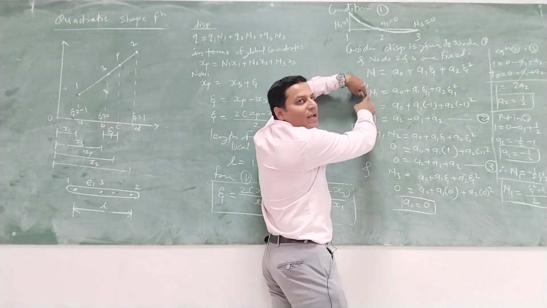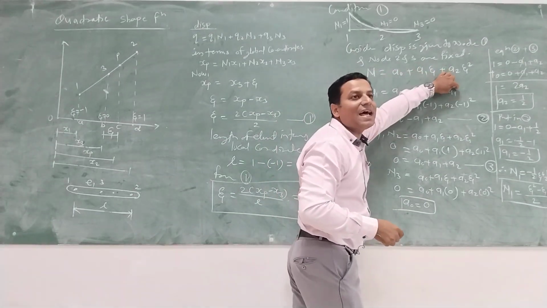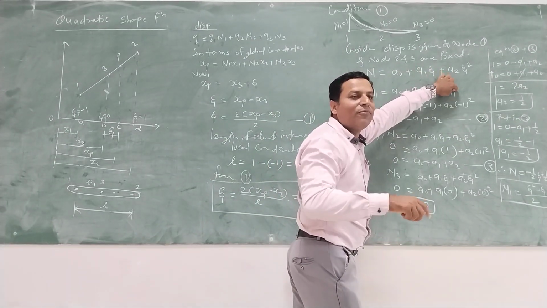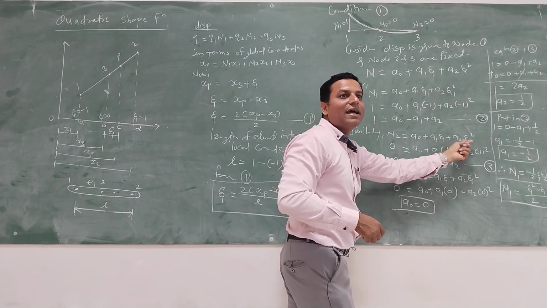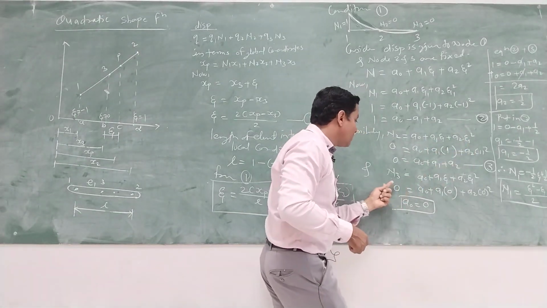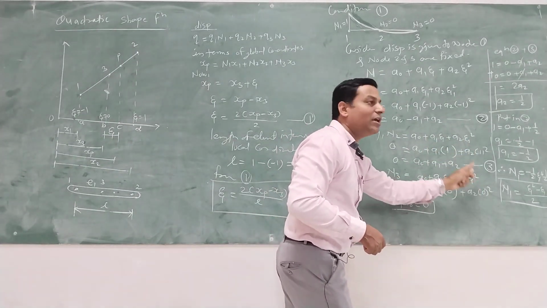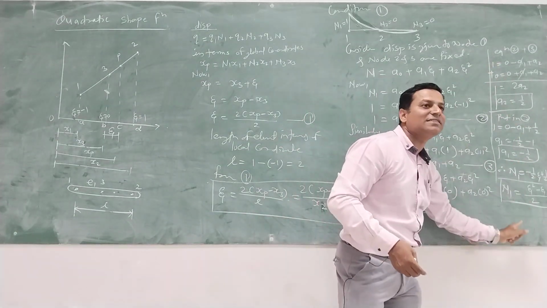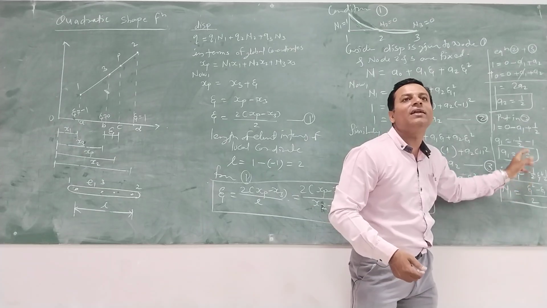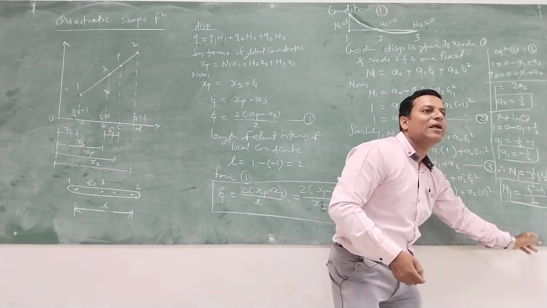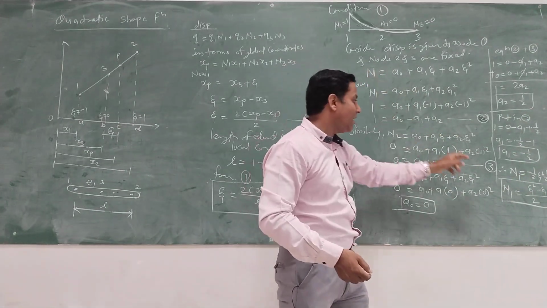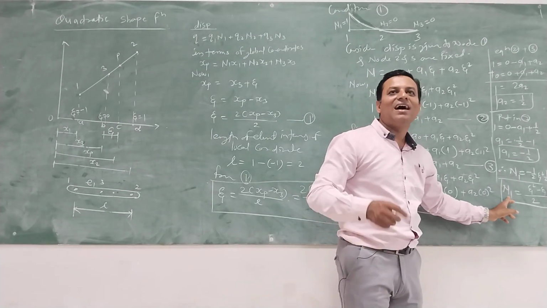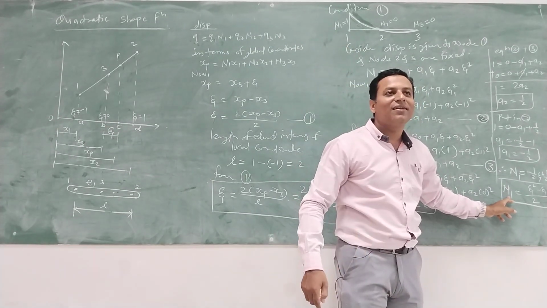When you are going to write N1, you have to keep the value of zeta as node 1. For N2, zeta is of node 2. For N3, zeta is of node 3. You will get 3 equations. Solve these 3 equations, you will get a0, a1, a2. Put all these values in the main equation. You will get N1. Now if you want to do N2, what will you do?